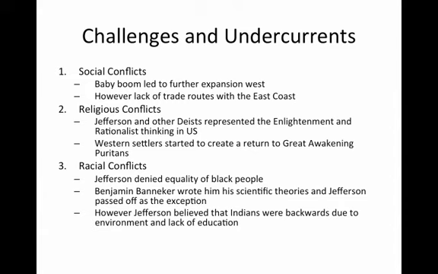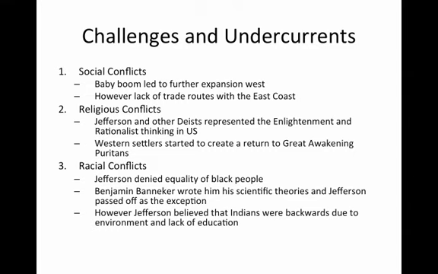Challenges and undercurrents. Number one, social conflicts. There was a baby boom at the time that led to further expansion west. However, there was a lack of clear trade routes with the East Coast. This meant that the federal government would have to get involved in order to provide investment so that they could create these. But that meant that there would have to be some type of reinterpretation of the federal government's relationship with the states.